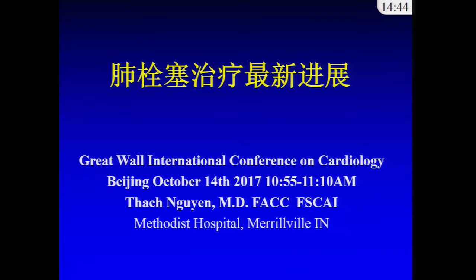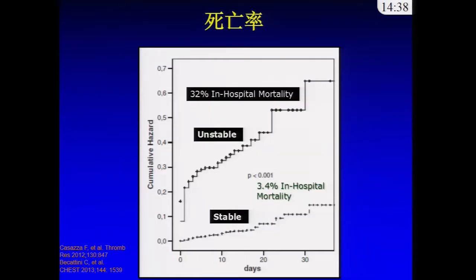I will talk today about the update on the management of pulmonary embolism. Two things are important for me when I see a patient with pulmonary embolism. Number one, it has a high mortality. If the patient is unstable, the mortality is very high, 32%. If the patient is stable, the mortality is only 3.4%.